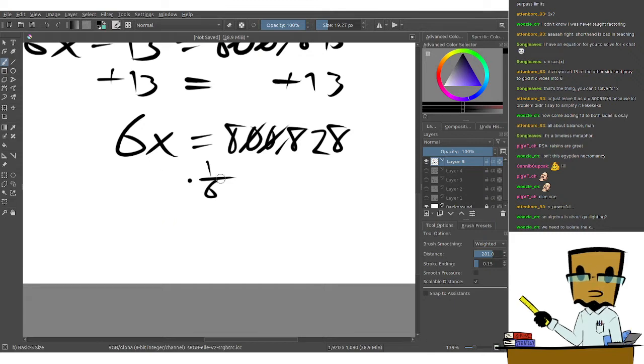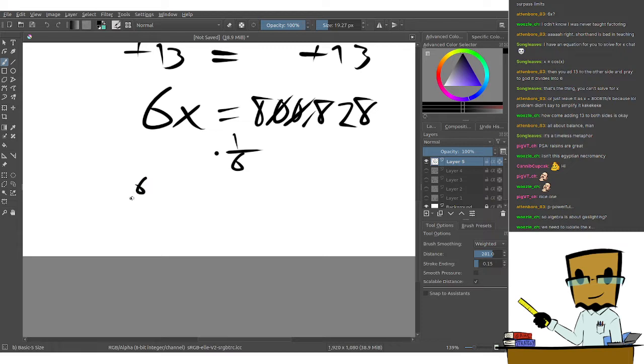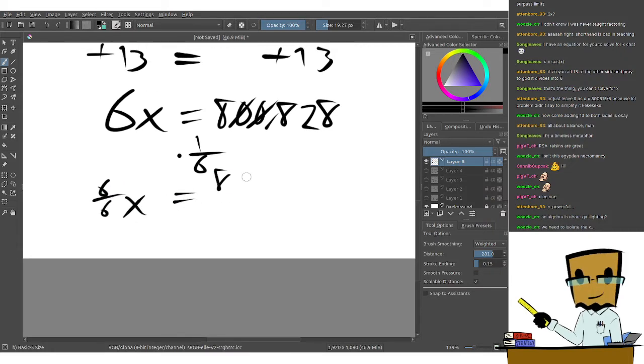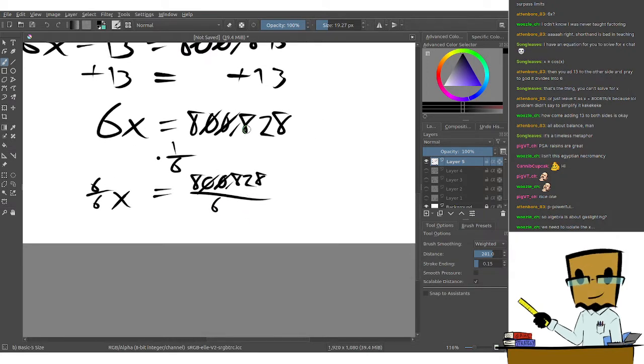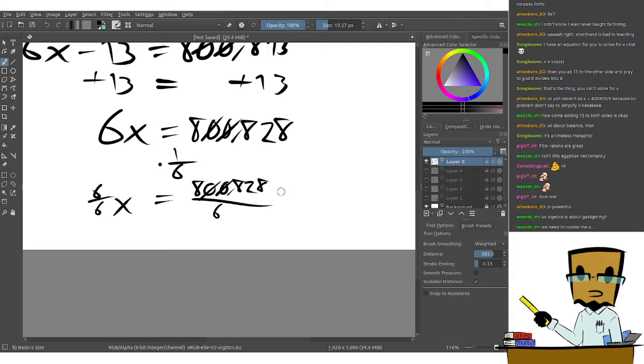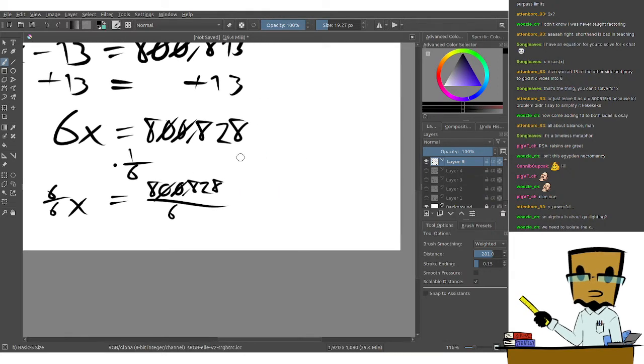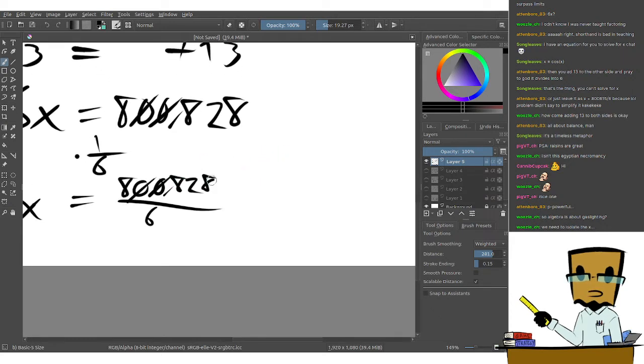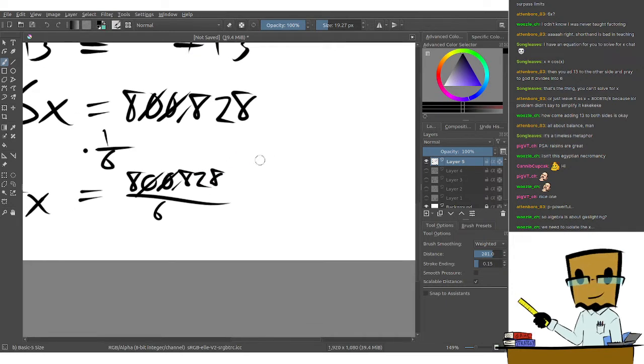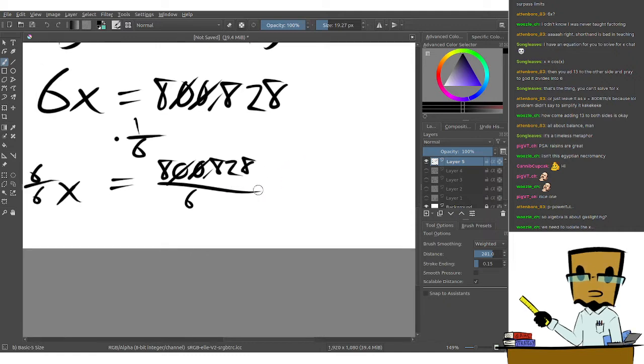It helps me. So, anyways, we end up with 6x over 6 equals this fun number over 6. Let's actually see if this... Oh no, there's no way this is... This might... No, this is not divisible by 3. Here's some gamer tech. If you add up all of the digits, and that's divisible by 3, then the number is divisible by 3. So 8 plus 8 plus 8 plus 2, 10 plus 16, 26, 2 plus 6, 8. It is not divisible by 3. I can tell you that for free.